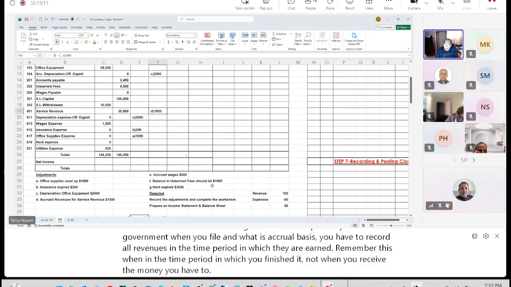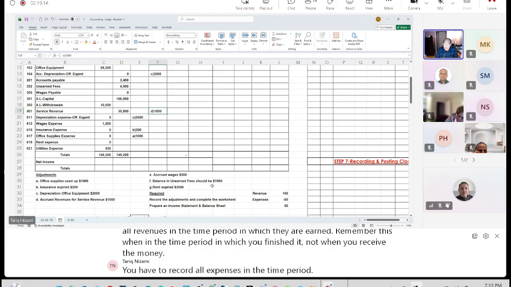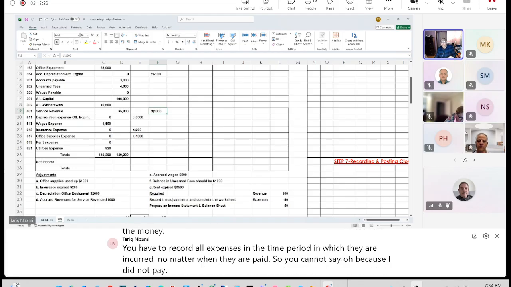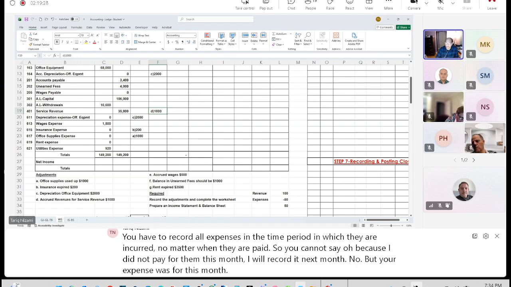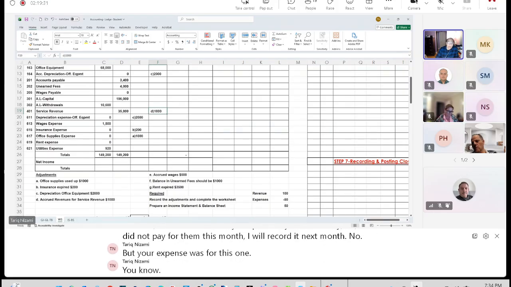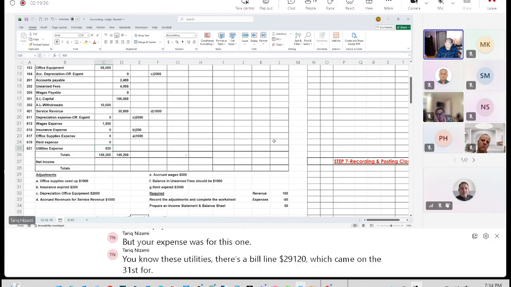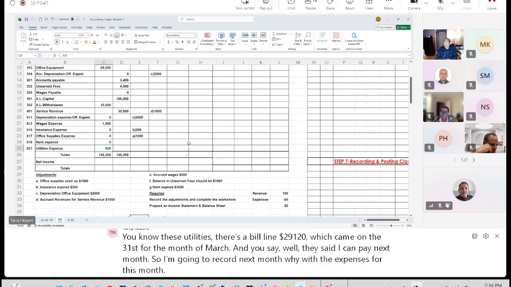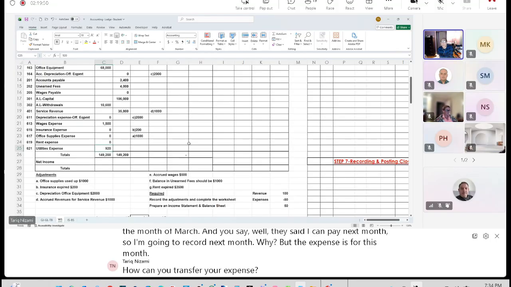You have to record all expenses in the time period in which they are incurred, no matter when they are paid. So you cannot say, oh, because I did not pay for them this month, I will record it next month. No, your expense was for this month. You know, these utilities, there's a bill, $920, which came on the 31st for the month of March. And you say, well, they said I can pay next month, so I'm going to record it next month. Why? The expense is for this month.